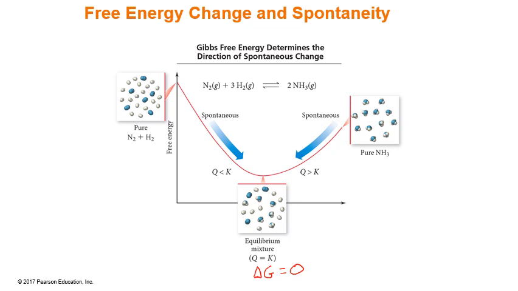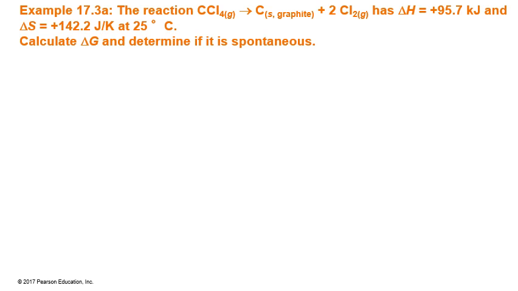And if delta G equals 0, that means we're at equilibrium. All right, so here we have a reaction. We have a positive enthalpy in kilojoules and a positive entropy in joules per Kelvin. And so in this case, it depends on the temperature whether or not it is spontaneous.